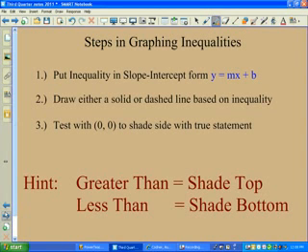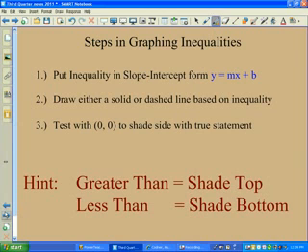So once again, showing you the steps in graphing inequalities. First, put your inequality in that slope-intercept form. It's going to be y less than or y greater than. It's not necessarily going to be y equals, but that process is still the same. Then you're going to draw either a solid or a dashed line based on the inequality. So if it's a less than or equal to, you're drawing a solid line. If it's greater than, you're drawing a dashed line, okay? Based on what it is.